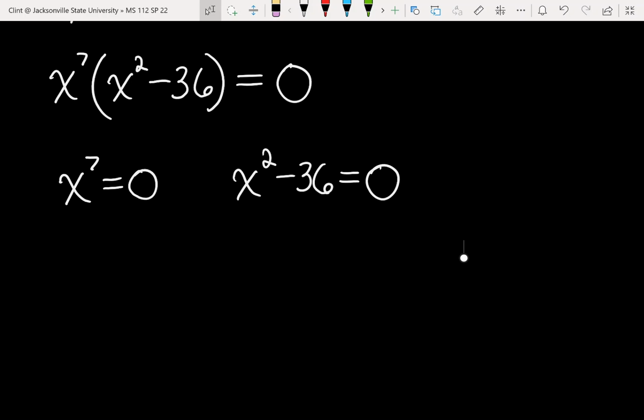The first equation, technically, what we do to solve it, since it's x to the 7th power, is take the 7th root of both sides. But it's 0, so we need something that you can raise to the 7th power and get 0. That's 0. If you see that, you can just skip ahead to x equals 0.